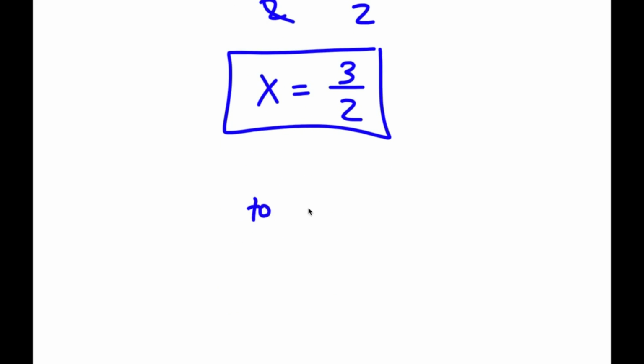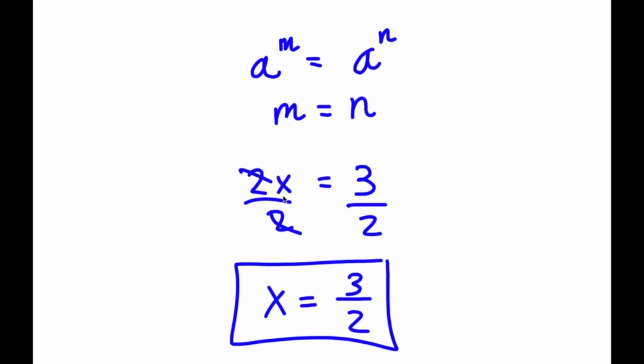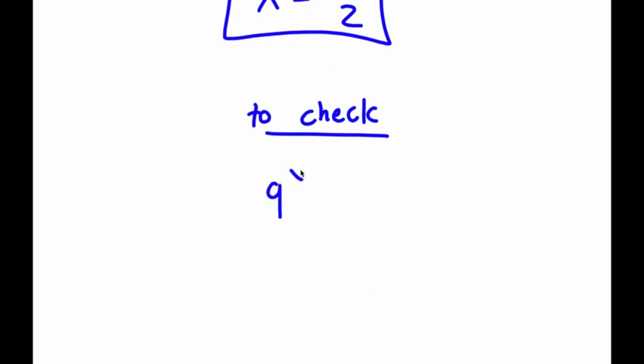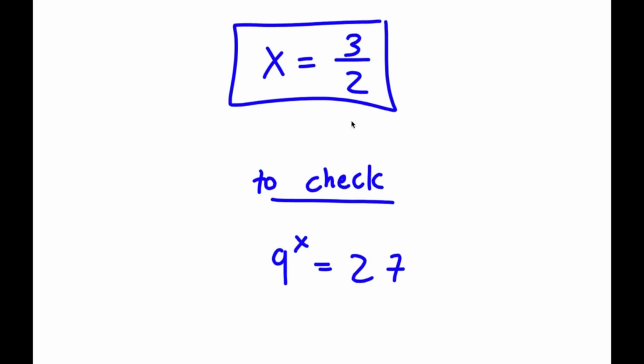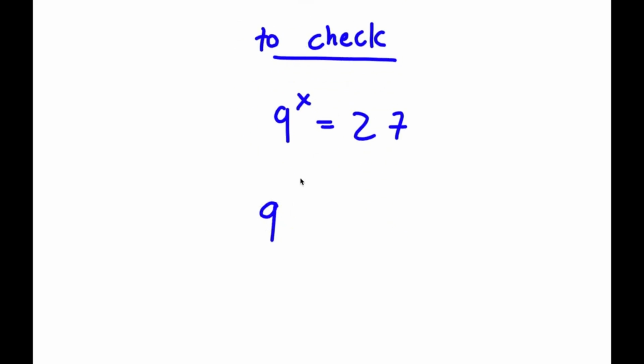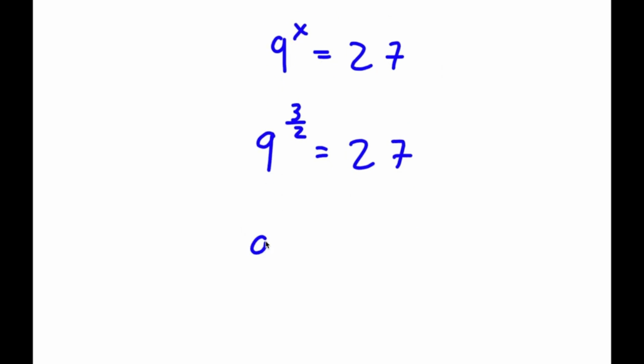Now to check, first start with 9 to the power of x is equal to 27. So x is equal to 3 over 2. So now I have 9 to the power of 3 over 2 is equal to 27. Now 9 to the power of 3 over 2, this is the same thing as the square root of 9 to the power of 3.